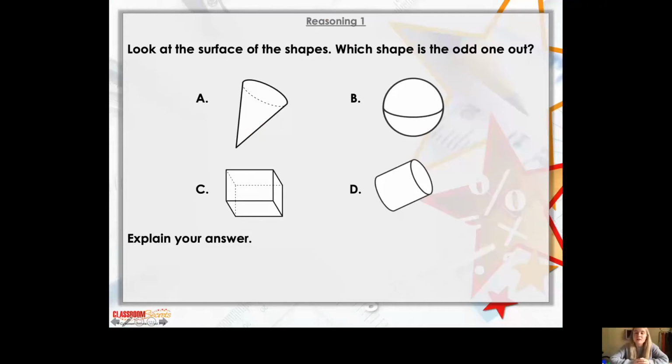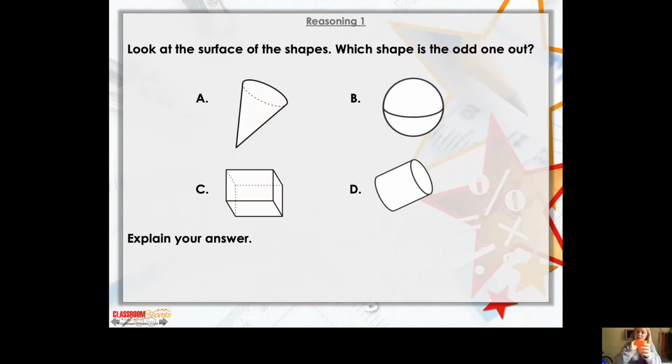Okay, so here is our first problem-solving question. We have 4 3D shapes and it's asking us to look at the surface of the shapes and work out which shape is the odd one out. Now let's have a look at shape A. Well, what shape is shape A? Well, it's a cone, isn't it? A cone that is upside down.